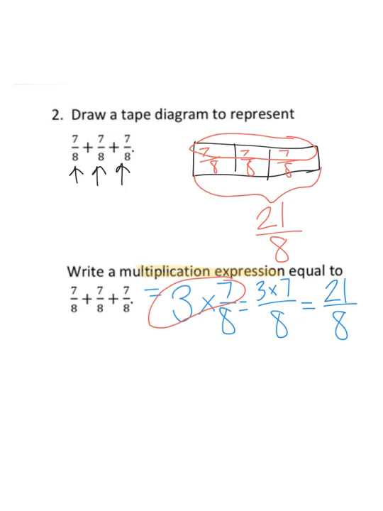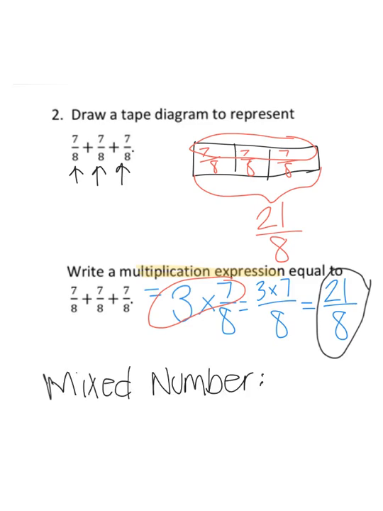So now we solved the problem, but we have an improper fraction. Remember from the last problem, that means our numerator, 21, is bigger than our denominator of 8. So let's turn that into a mixed number. So that mixed number means you have some wholes and some fractions.